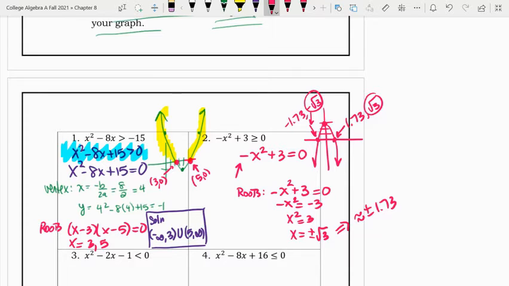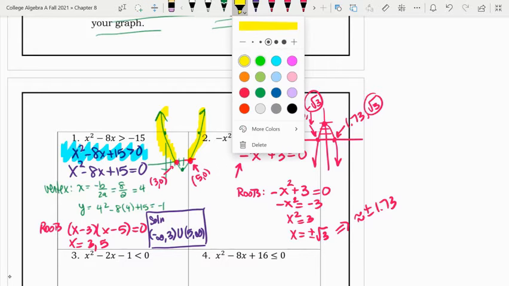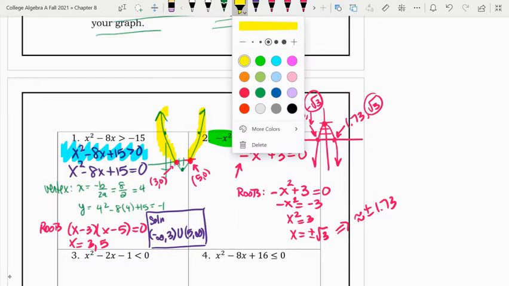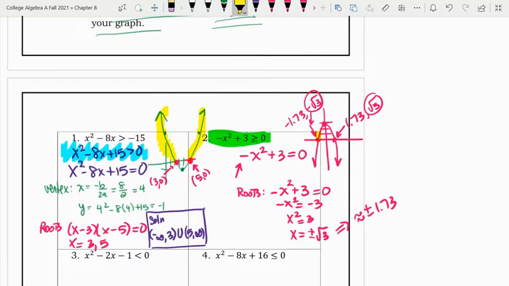Alrighty, and so now the question is, where is this graph greater? So I want to know when this graph is greater than 0. So this graph is greater than or equal to 0 from there to there, which means my solution then is bracket negative square root of 3 until square root of 3.